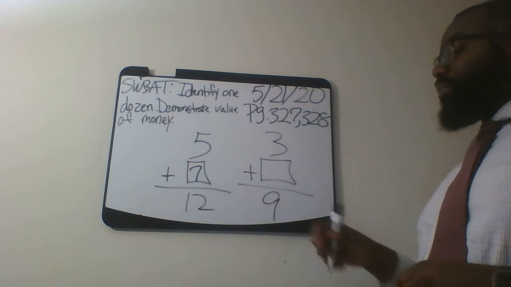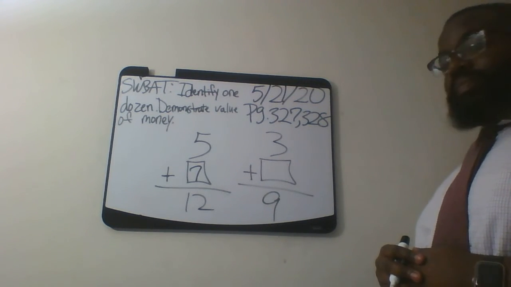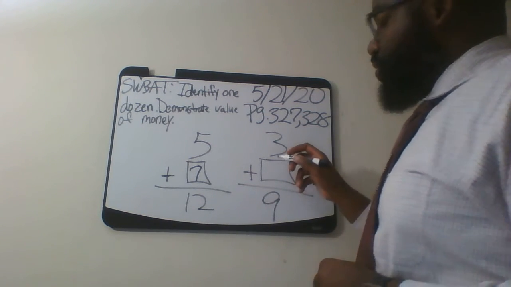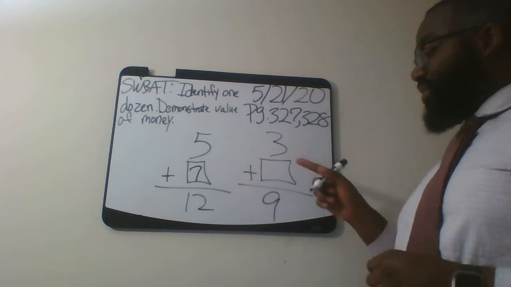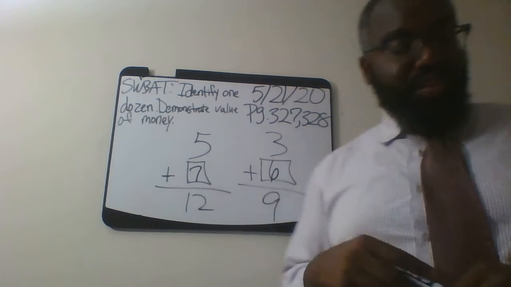3 plus what number will give you 9? Is it 6? What about 4? 3 plus 4 is 7. So yes, 3 plus 6, that is correct. That will give you 9. So that's how you solve number 1.